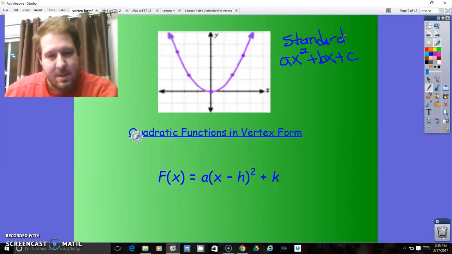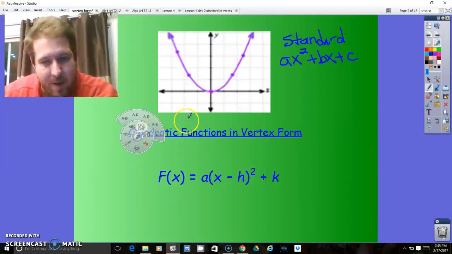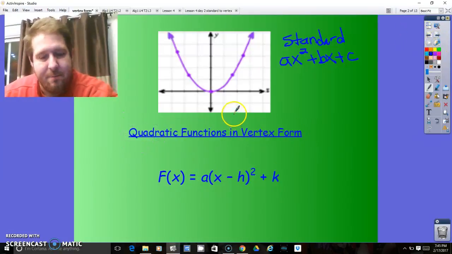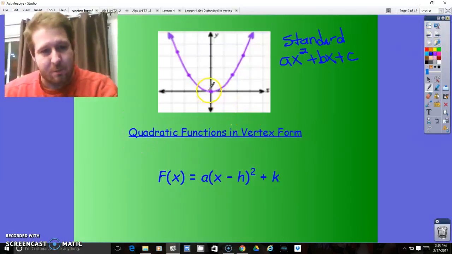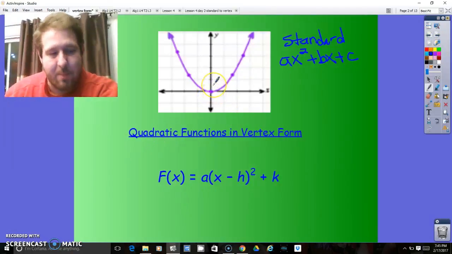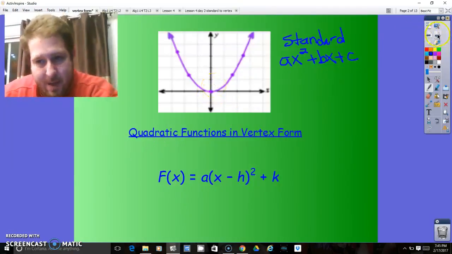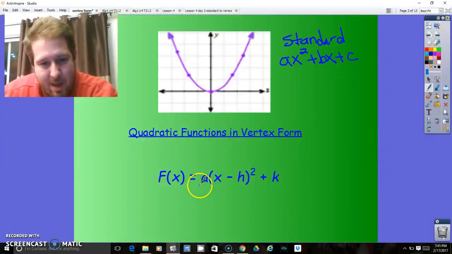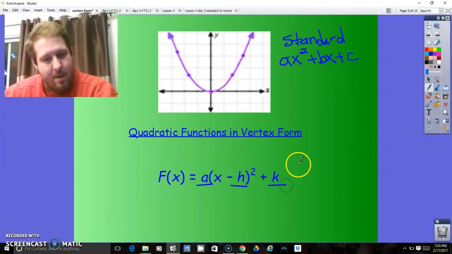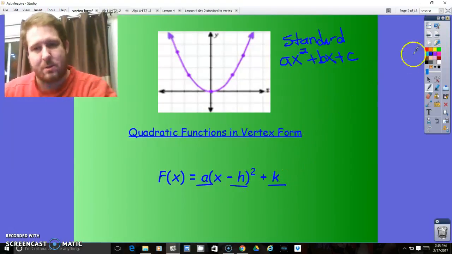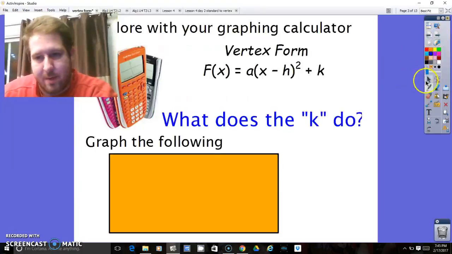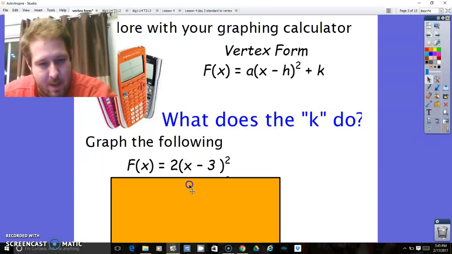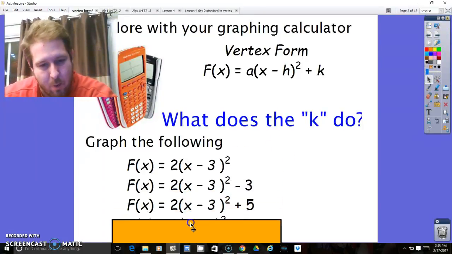But what we're introducing today is something else called vertex form. And vertex form, as you're going to find out, is very good at finding the vertex, which is good for graphing. If we know where the vertex is, then we can graph it without using a graphing calculator. All right, so we've got these 3 letters: a, h, and k. And we're going to be exploring what each of those letters does when you put it into a graphing calculator.